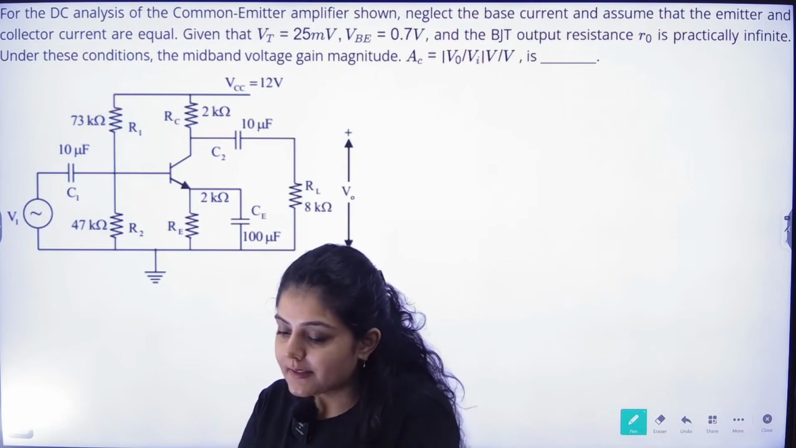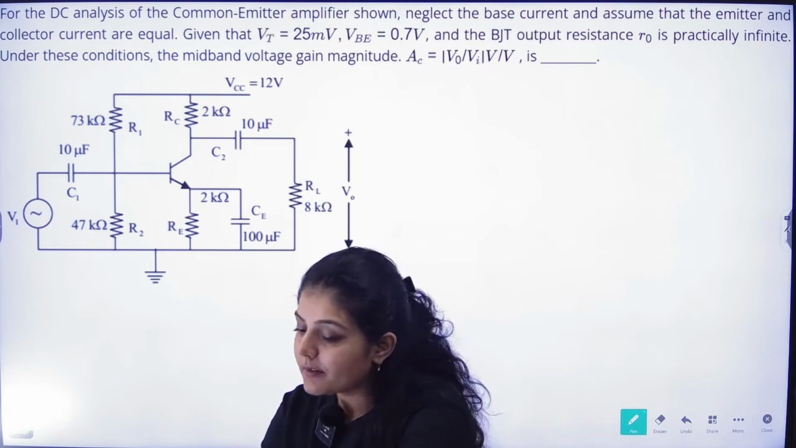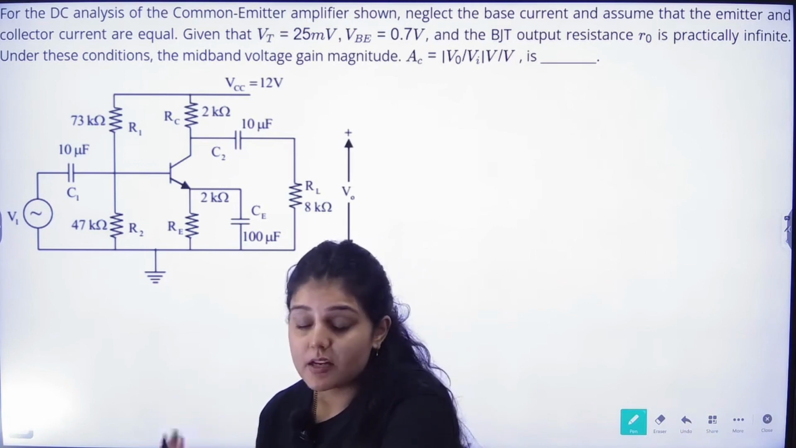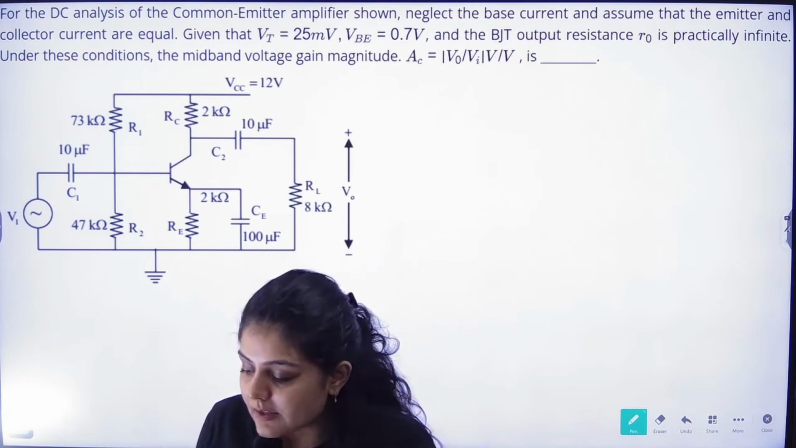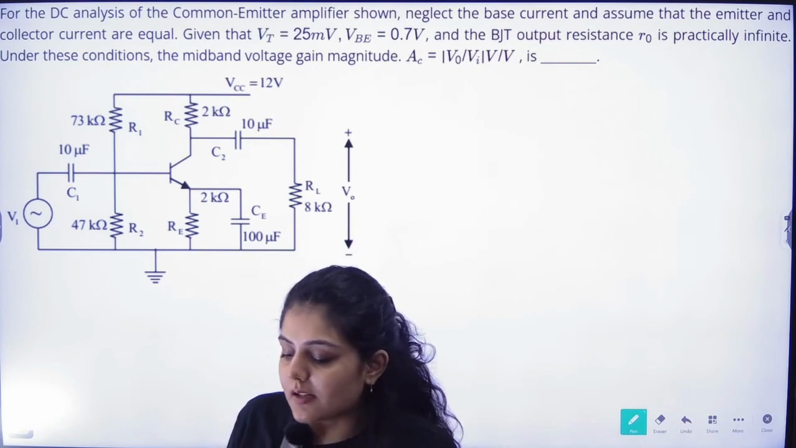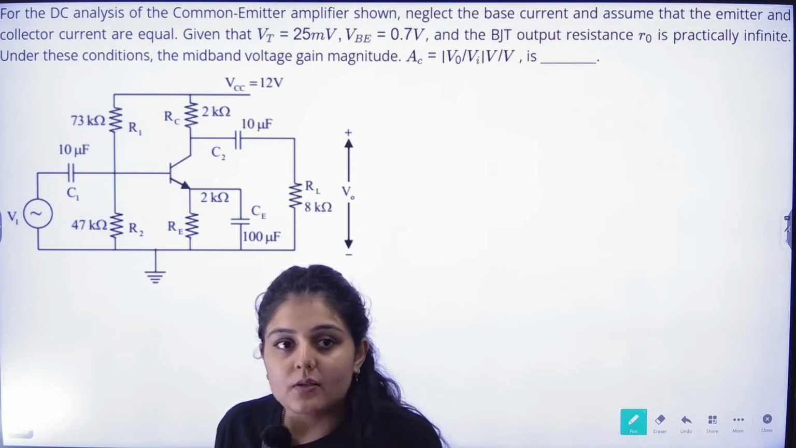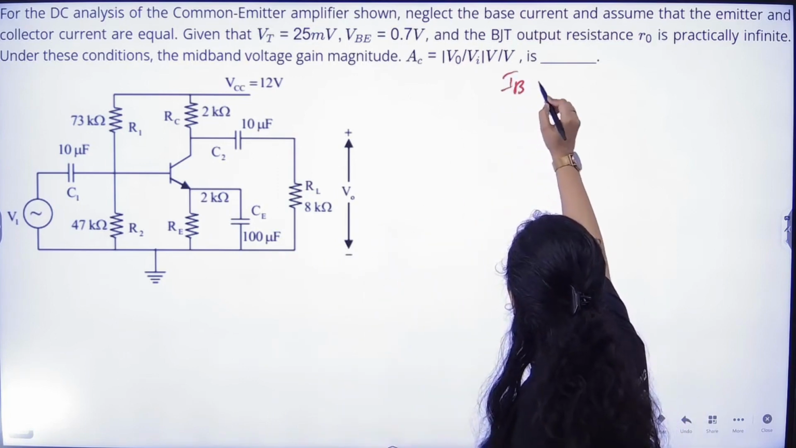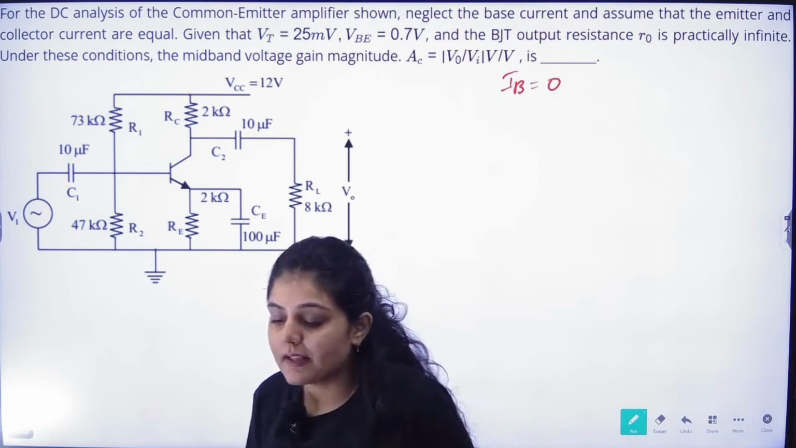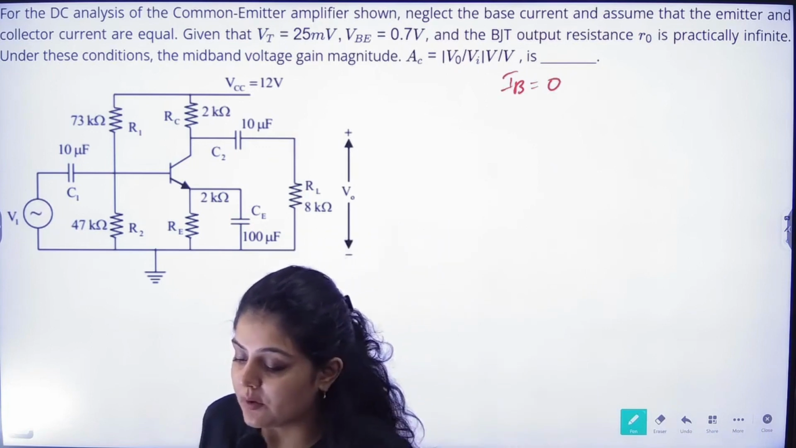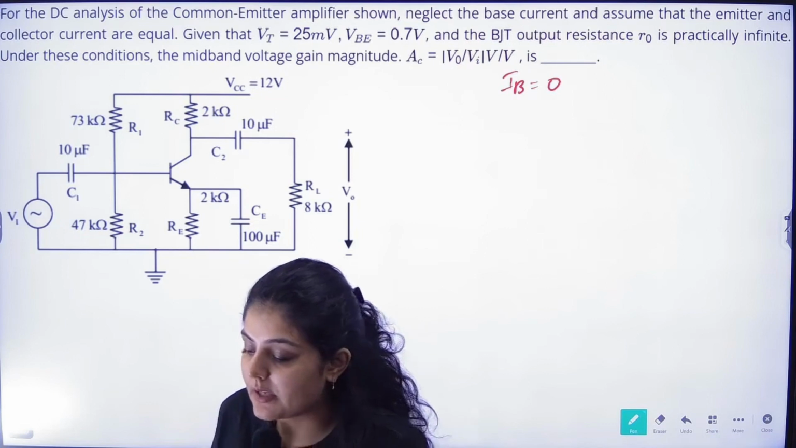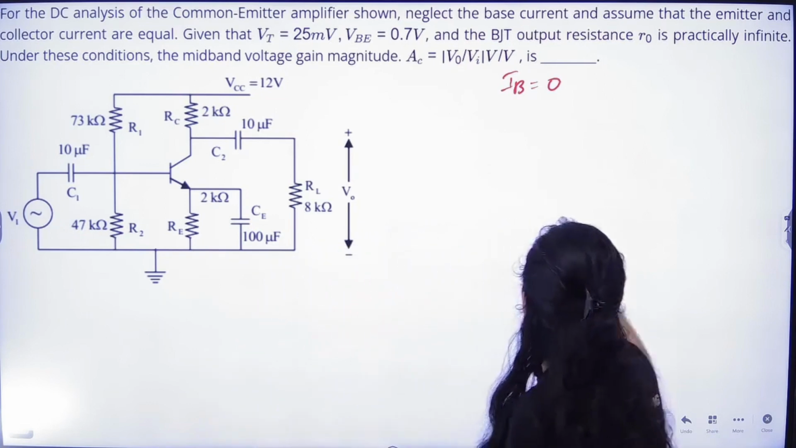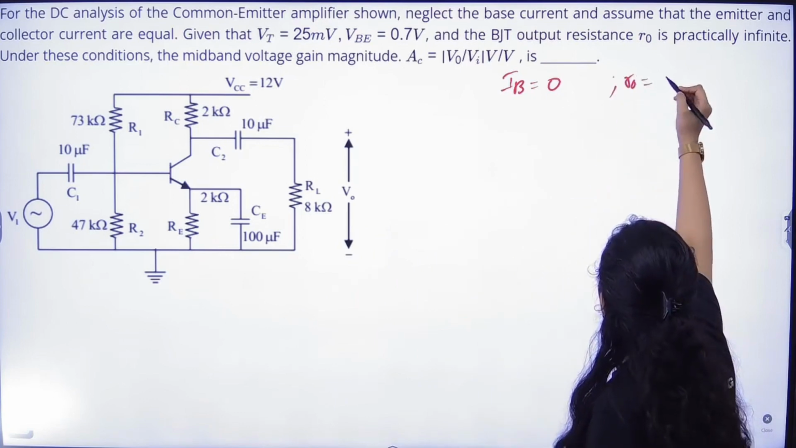Okay, for the DC analysis of the common emitter amplifier, in this particular question the configuration is given to us. So a common emitter amplifier is given. Neglect the base current and assume the emitter and collector currents are equal. So again the same thing: IB we consider to be equal to 0, given that VT is equal to 25 millivolts and VBE is equal to 0.7 volts. The BJT output resistance R0 is practically infinite. So R0 is also equal to infinity.